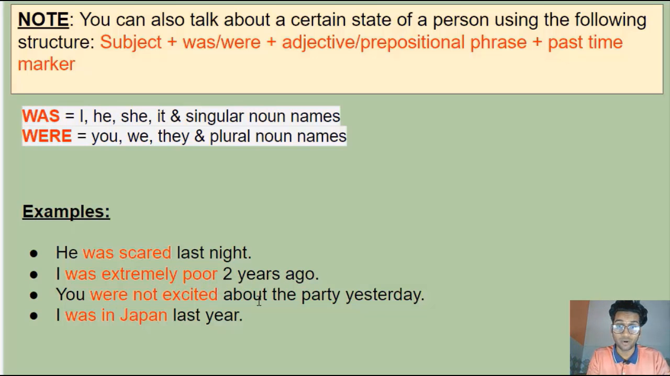You were not excited about the party yesterday. I'm talking about a state of being. You were not in the past. You weren't excited, were not excited about the party yesterday. I was in Japan last year. I was in Japan. This is a prepositional phrase, right? I was in Japan last year, right? So you can also talk about a state of a person in the past.